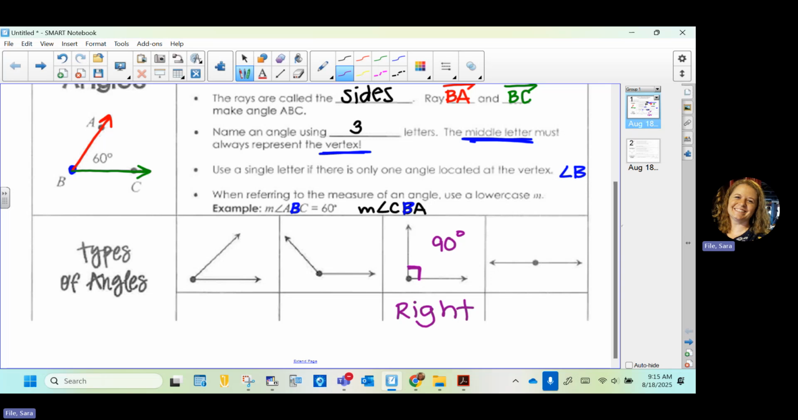Okay, now several people already said acute for this first one. What's the definition of acute? Less than 90. Good. Okay, and then the next one? Good. And the definition? Greater than 90.